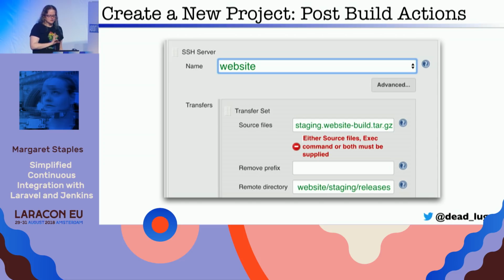And then remote directory assumes the web root. That's what you provided. So everything after the web root to get to the releases directory is what you add in remote directory. So in the default example directory structure that I showed you, that would be website/staging/releases.